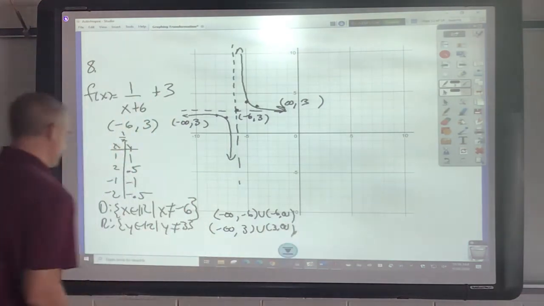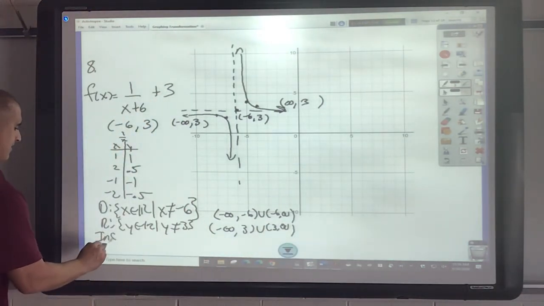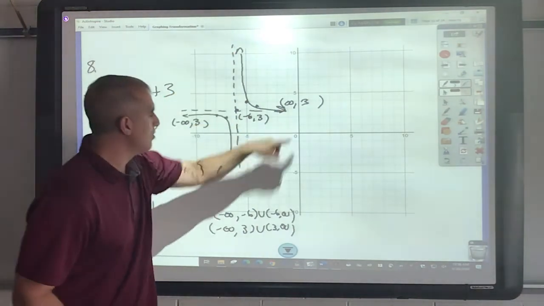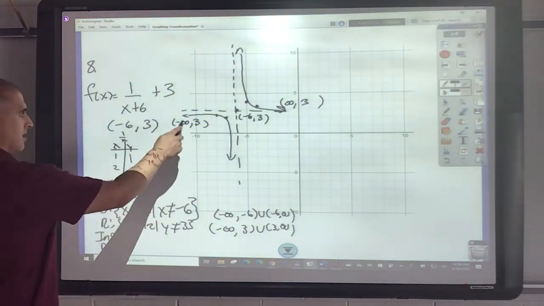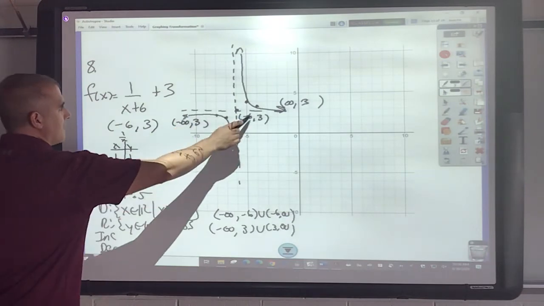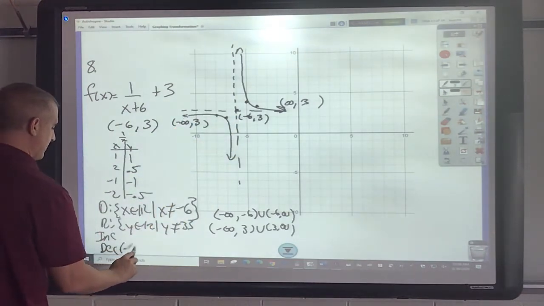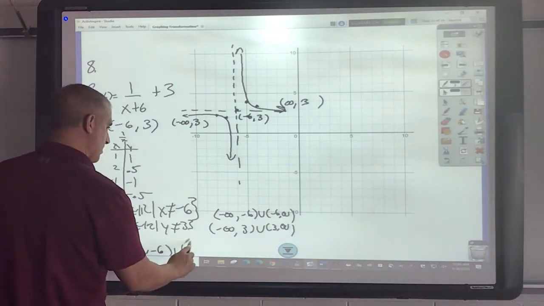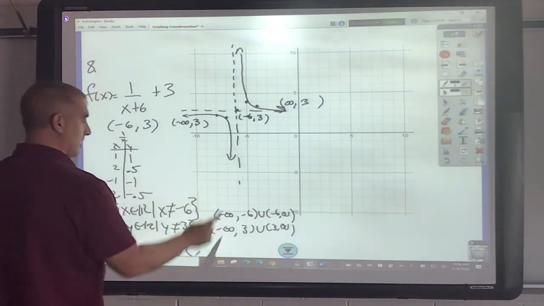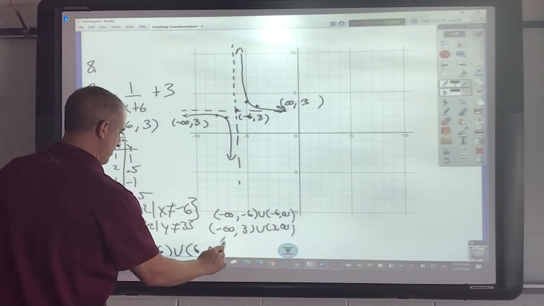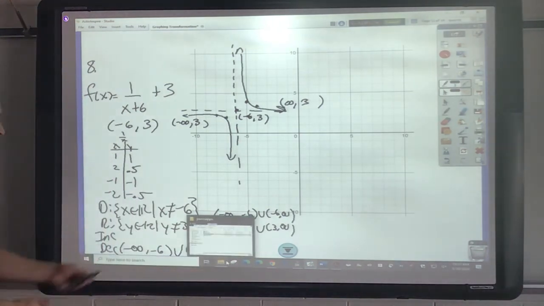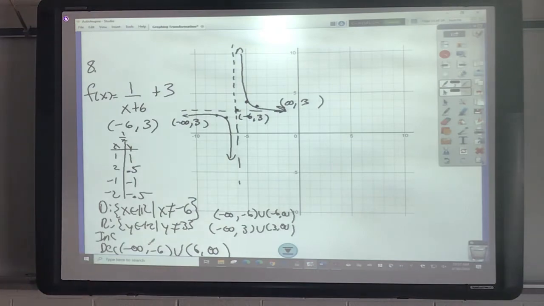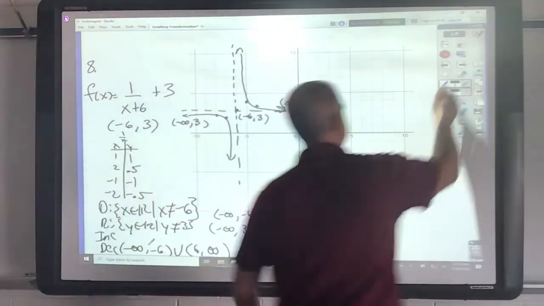My increase and my decrease, okay? So if I start here, boom, decrease. Boom, decrease. So how is that decreasing? I'm gonna go from negative infinity to -6, union from -6 to infinity. Looks pretty similar to the domain actually when you do the interval notation. That might be something that can help you on that problem, okay?